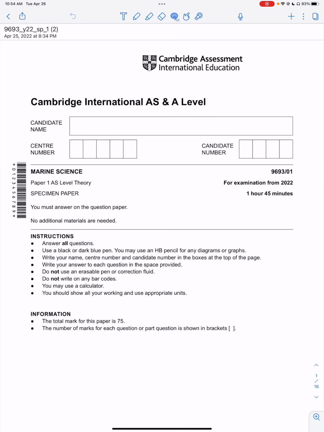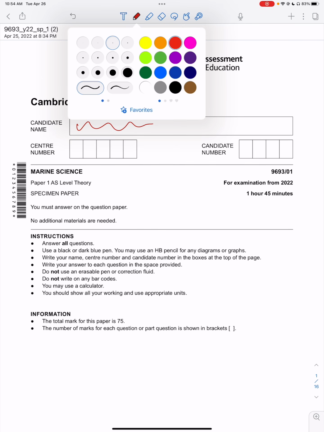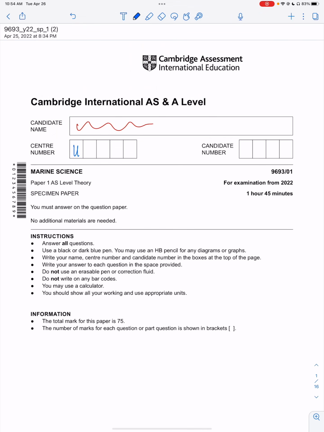So obviously you put your name here. Center number, we'll give it to you, but center number is always US 373. And then your candidate number, which you'll need to know, is there on your testing passes. They're also on all of your Cambridge things.